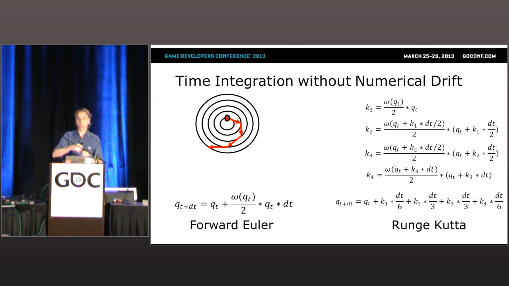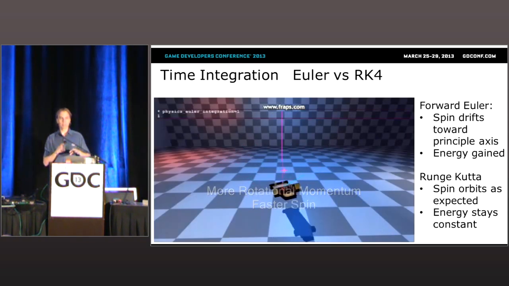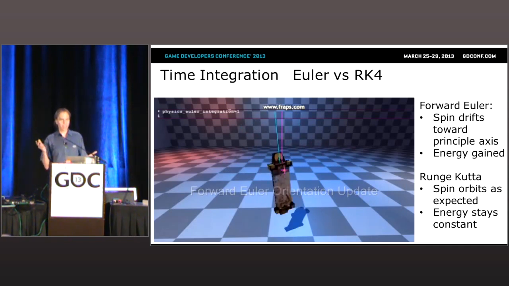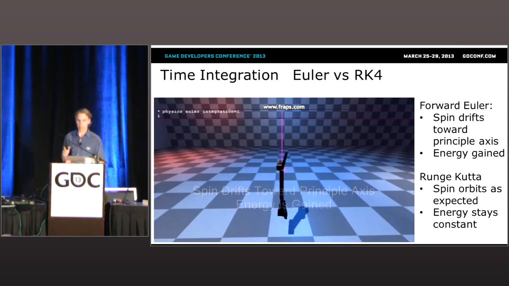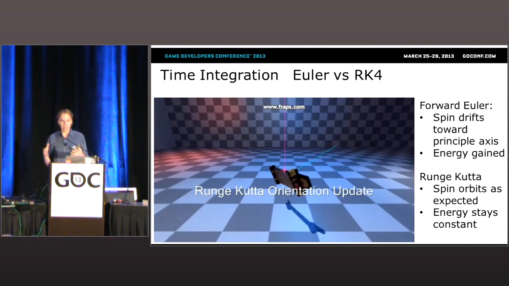Okay? And this works great for people who like to walk around in circles, and it's a perfect way to update our orientation in our games. So first, I'm going to show objects with a very high angular momentum, and I'm going to turn on that forward Euler update, and look what happens. Okay, my object gained a whole bunch of energy, and the spin converged to one of the principal axes of the object. Here I'm doing that Runge-Kutta update, and it's not gaining energy.